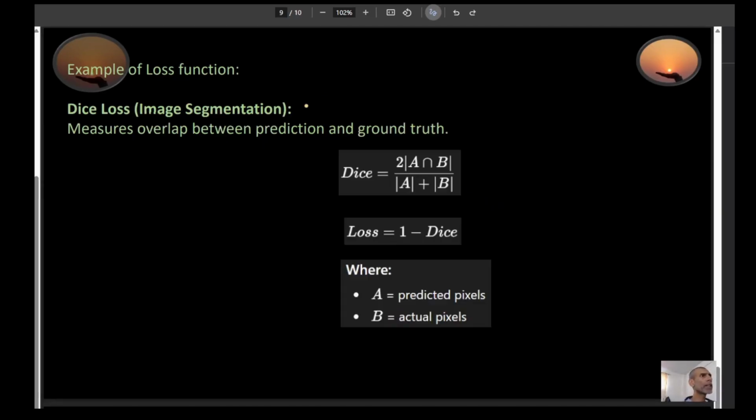And then there is dice loss, and this one is used in image segmentation. It measures the overlap between the prediction and the ground truth. The formula for this one is given by this expression. First, you calculate your dice coefficient, then you calculate your loss. In this case, A refers to the predicted pixels and B refers to your actual pixels.